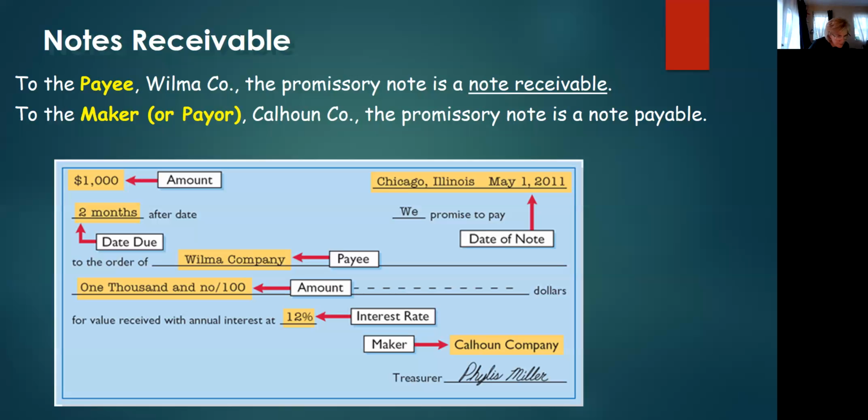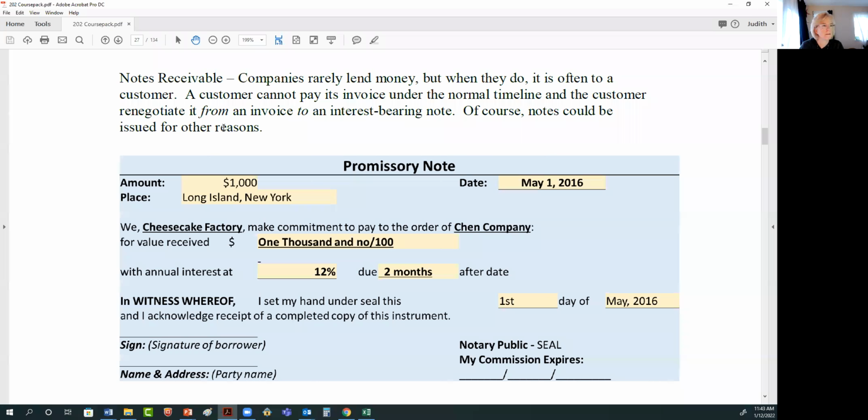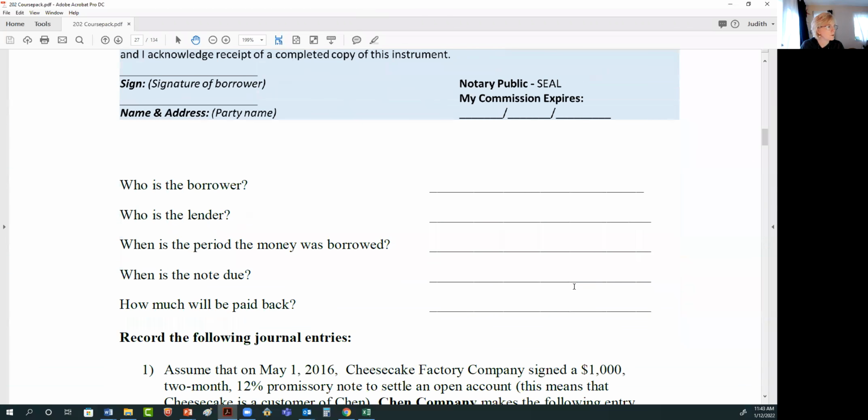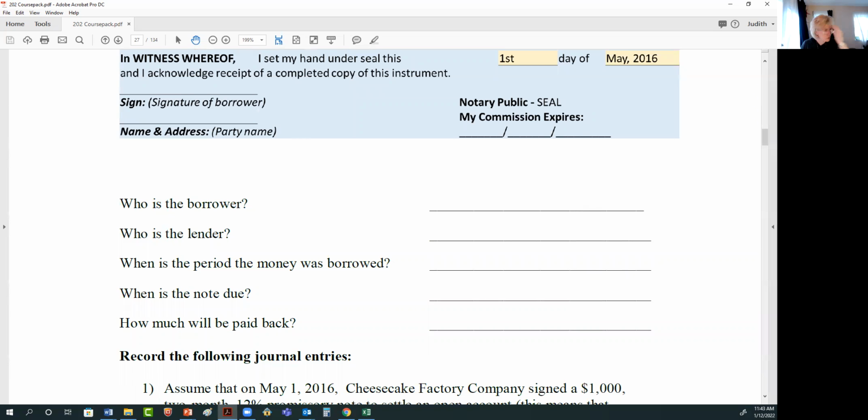So look at the note in your course pack, and I want you to identify who's the borrower, who's the lender, what's the period the note is for the money that was borrowed, when is the due date, and how much will be paid back on this note. Okay, so take a minute and do that. So we're changing the note a little bit, not much. And I want you to answer these questions in your course pack. Who's the borrower? Who's the lender? Okay, so take a minute and then we'll discuss them.